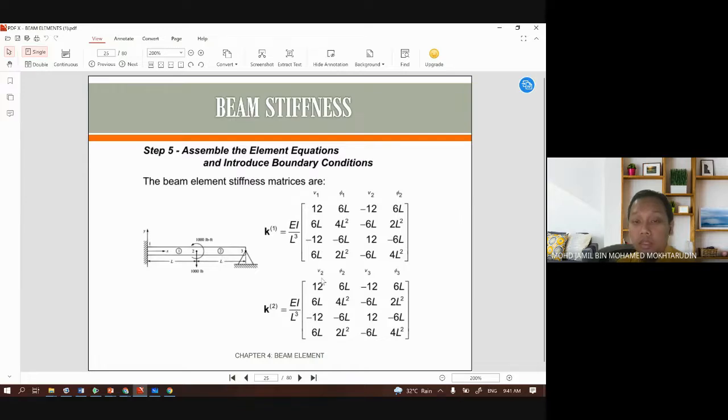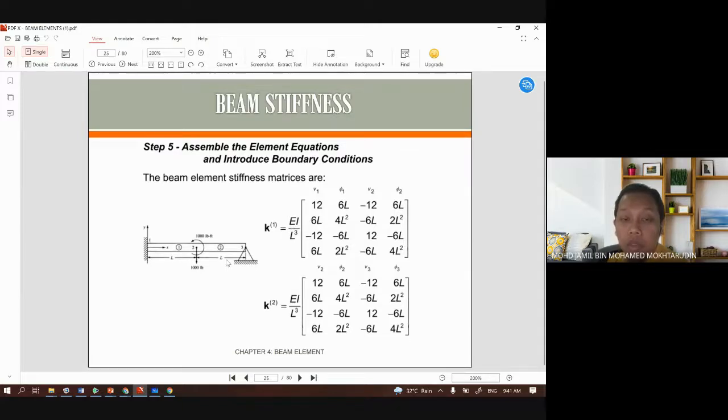So similarly, we label the column V2, phi2, V3, and phi3. So the purpose of this label is to make sure that you don't confuse what this column represents and what this row represents. Okay, so the stiffness matrices are the same because EI and the length are the same. So if the EI and the length are different, your EI over L cube will be different. Okay, so again, make sure that you take note of this EI over L because it is factorized outside.